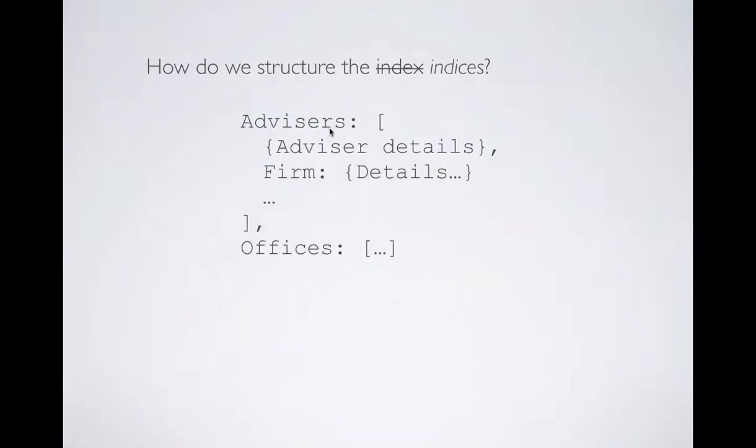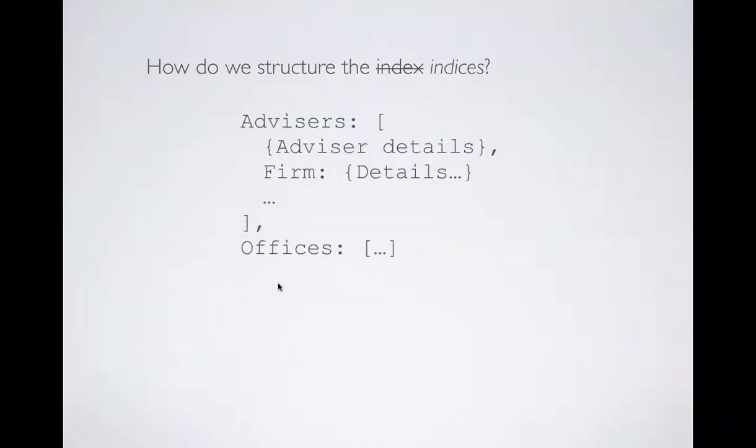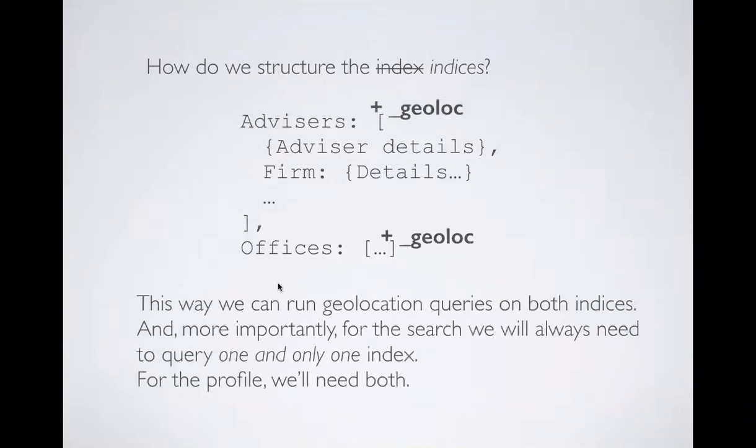You have an advisor's index, which contains advisor details for each of them, and also the firm details for each of them. And then you have a separate office's index. So the reason why this might work, and I'm pretty sure some of you might have seen it already coming. Why do you have to duplicate the firm all the time? And the reason why you need to do that is because I will tell you that in a second.